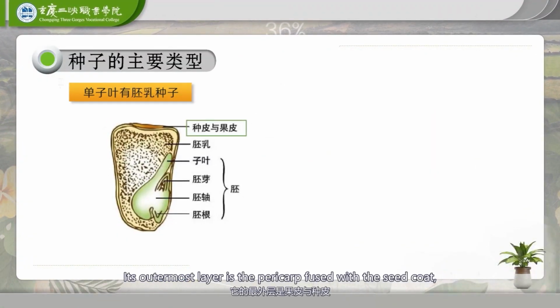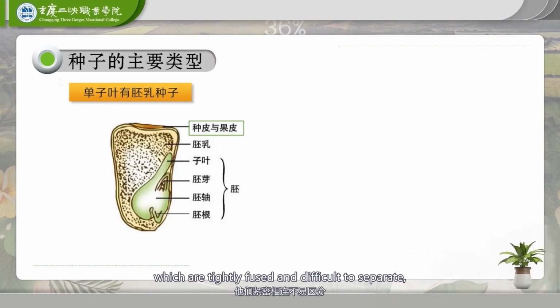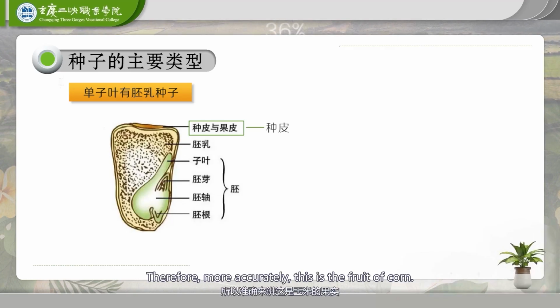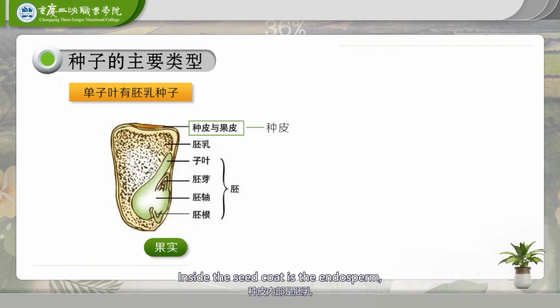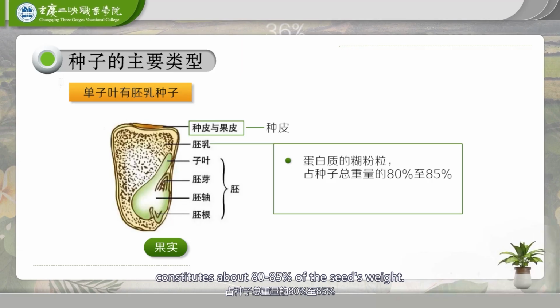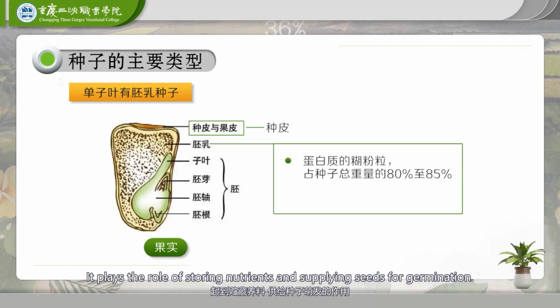Its outermost layer is the pericarp fused with the seed coat, which are tightly fused and difficult to separate, and are conventionally referred to as the seed coat. Therefore, more accurately, this is the fruit of corn. Inside the seed coat is the endosperm. The starchy endosperm, along with the protein-rich aleurone layer, constitutes about 80 to 85% of the seed's weight. It plays the role of storing nutrients and supplying seeds for germination.